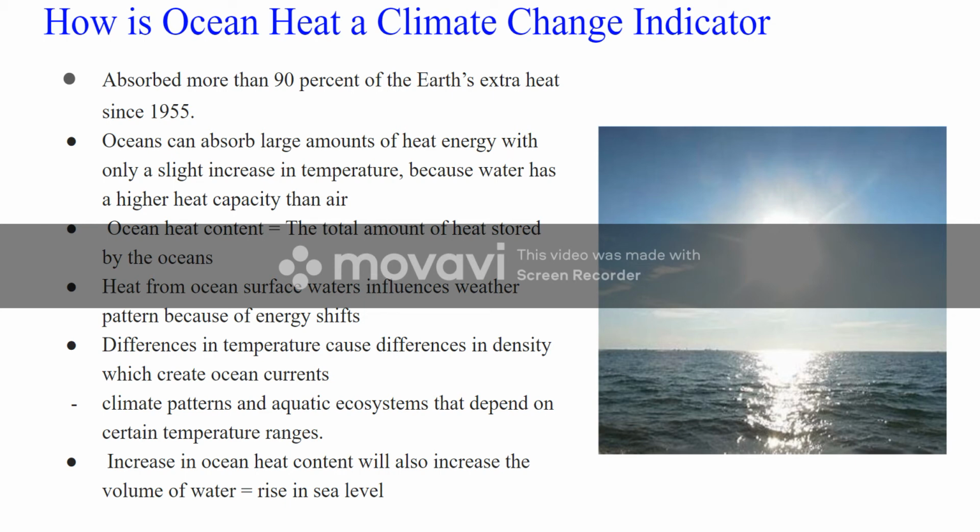The increase in ocean heat content will also increase the volume of water, which will then therefore cause the rise in sea level.